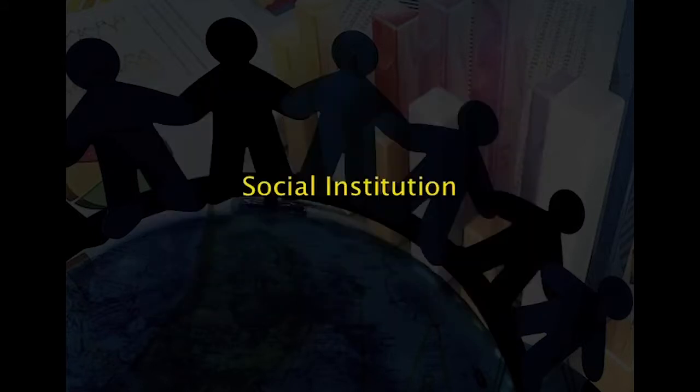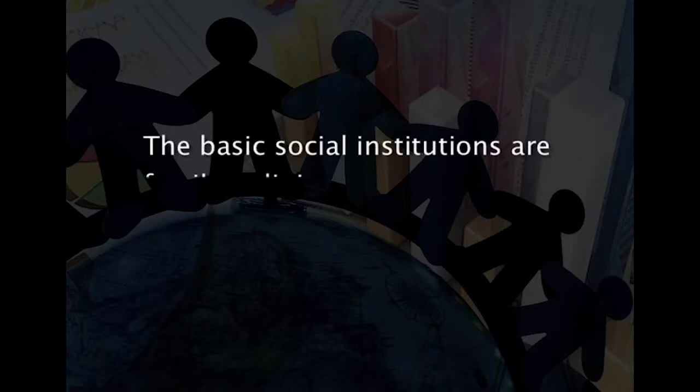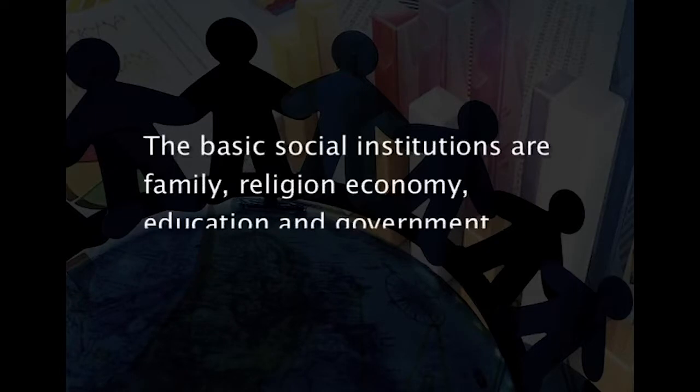The next term, social institution. It is an organized system of social relationships which represent certain common values and procedures and meet certain basic needs of the society. They are culturally approved patterns of behavior including prescribed roles and procedures and are grouped to satisfy some basic social needs. They continue long enough to be considered as permanent institutions. The basic social institutions are family, religion, economy, education and government.